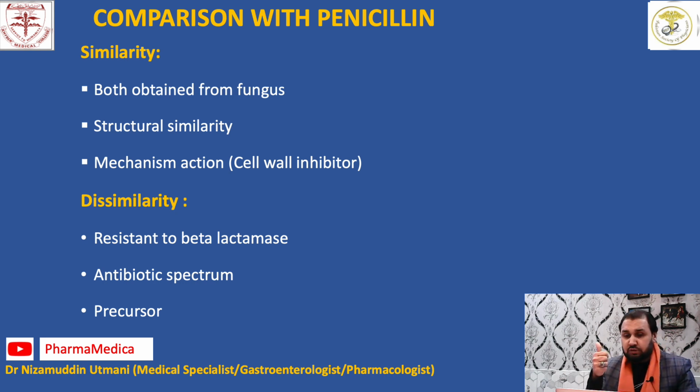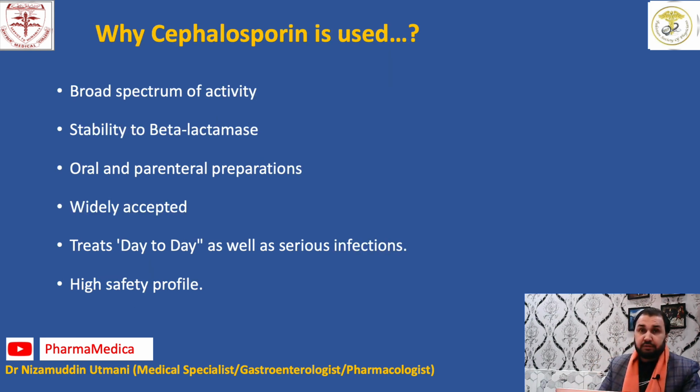What are the similarities between the penicillin and the cephalosporin? Both have almost the same structure. Both have the same mechanism of action. Both are derived from the fungus, and both have the same mechanism. Despite this similarity, cephalosporins are more resistant to the beta-lactamase. They have a broad spectrum, and the precursor may be different in the case of both these drugs.